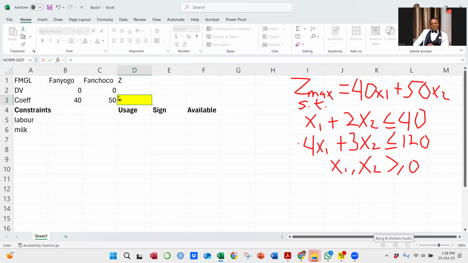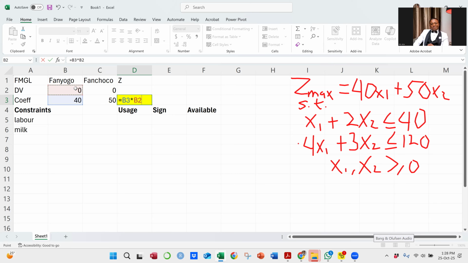So we have the cursor blinking here. While the equal to sign is showing, select the 40 instead of typing it. Do the multiplication sign on your keyboard and select the x1. Right now, x1, we don't know the value, is 0. So select this 0 and you see B2.